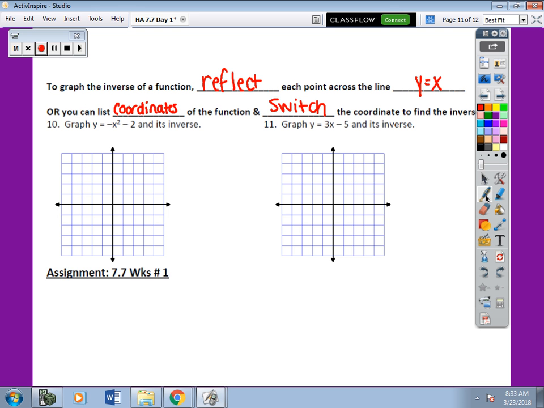Or, so circle the word or. Some students don't like reflecting. They don't understand how to count diagonally. And it'll be up to you whether you like it or not. You can also just list the coordinates, like a little XY table. Pick some points that would be on the function. And then for the inverse, all you'll do is switch them and then plot them. This is more work, kind of, but some students really prefer it over the other.